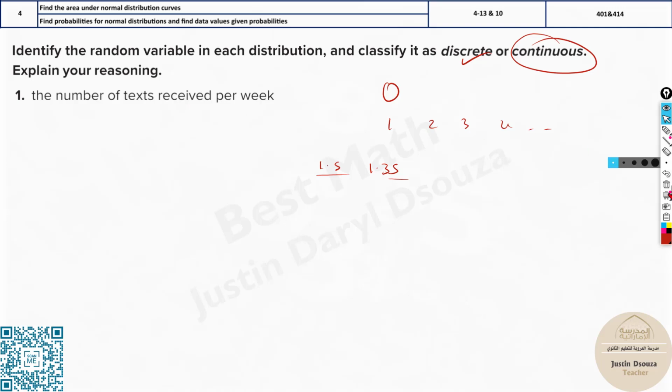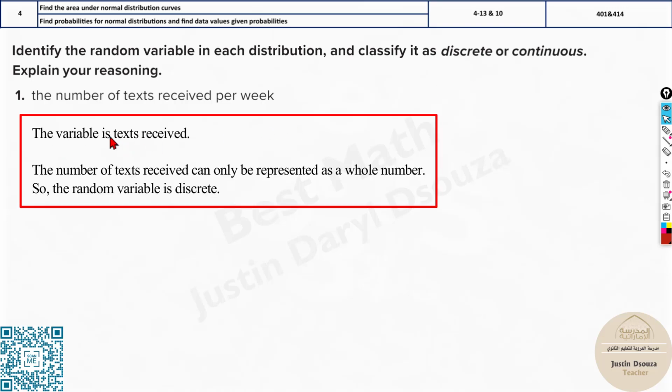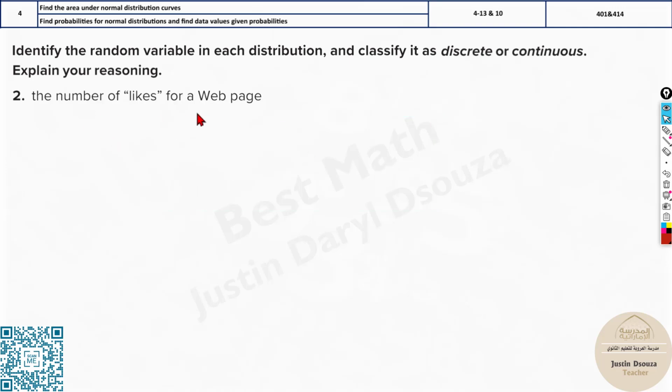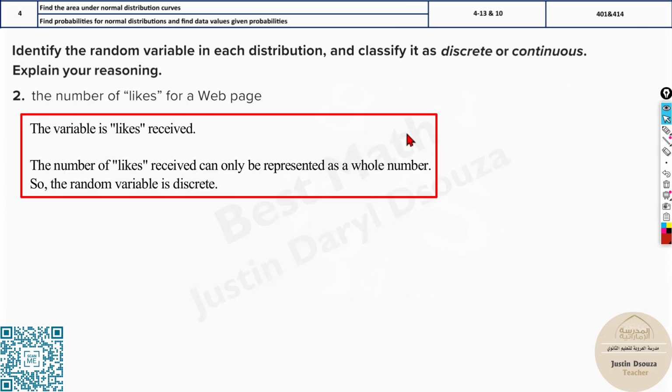Whereas the number of texts received per week, you can count it. You might have received 100 texts. It's countable, it's discrete. So the variable is basically texts received. The number of texts received can be represented by a whole number. So the random variable is discrete. Now the number of likes for a web page is also discrete, absolutely the same concept.